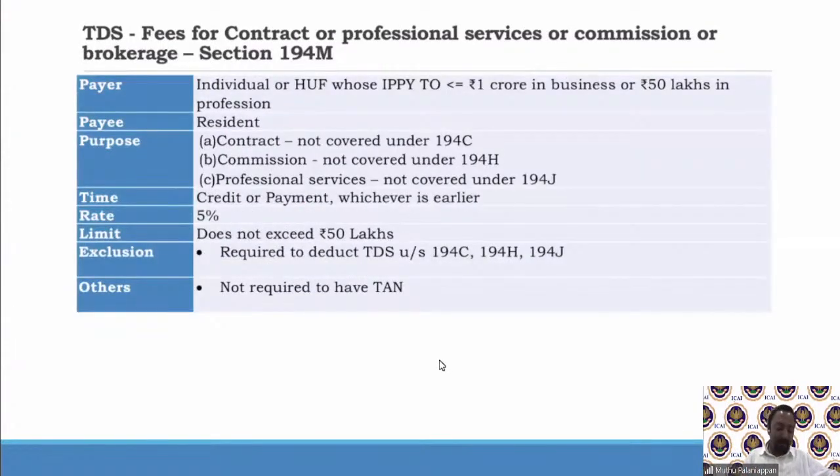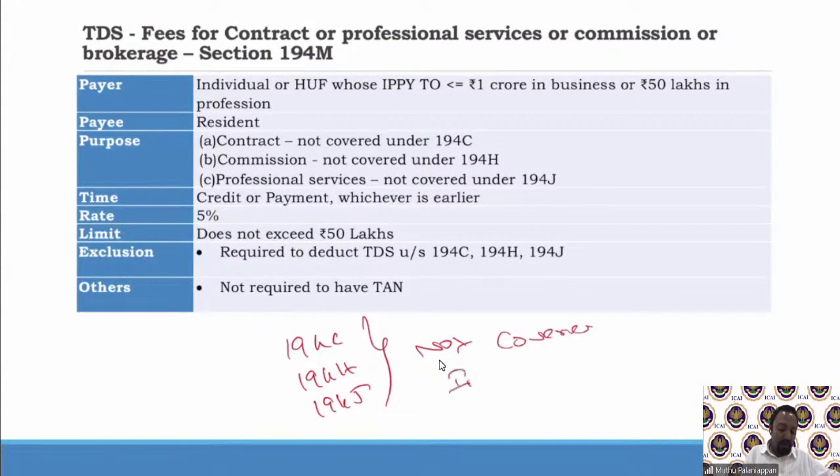Next is 194M. 194M is basically for transactions not covered under 194C, 194H, 194J. If a particular transaction is not covered for individuals and HUF, then persons who are not covered there come under this. This is like 194I versus 194IB, right? Same way.